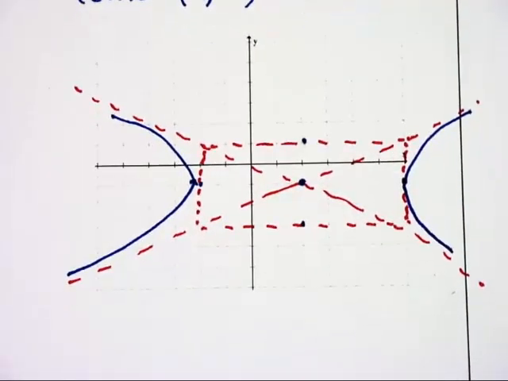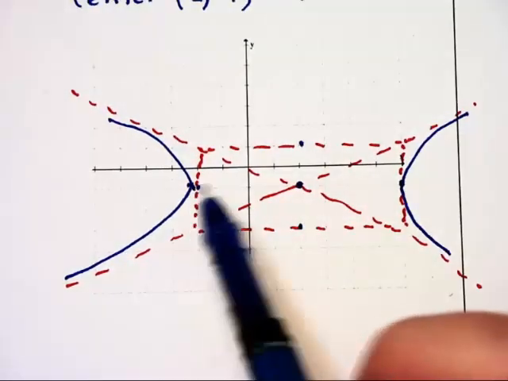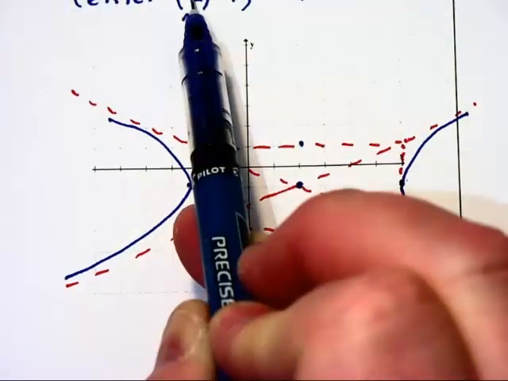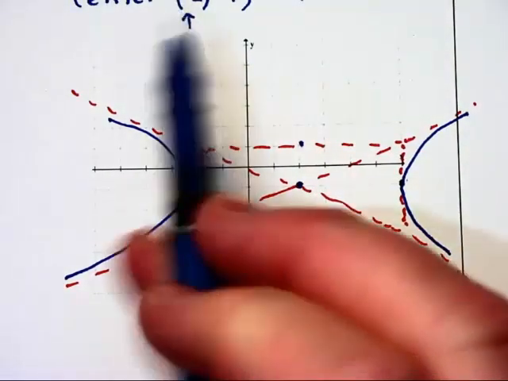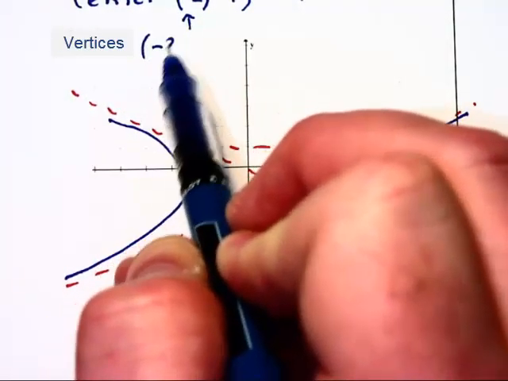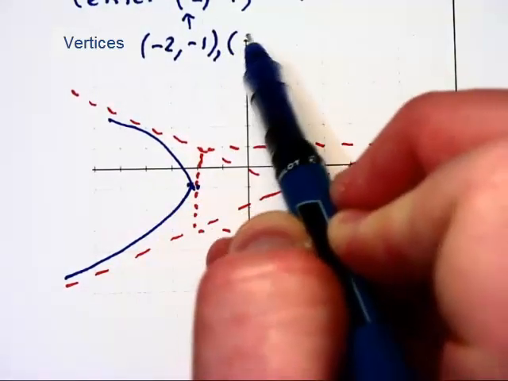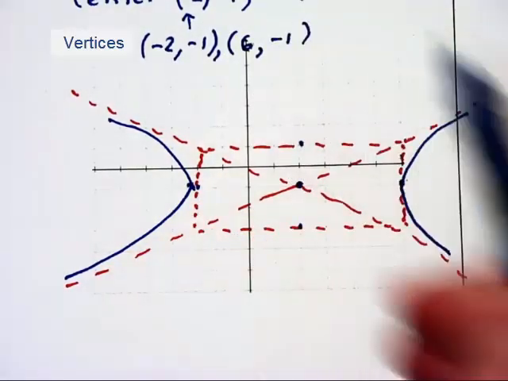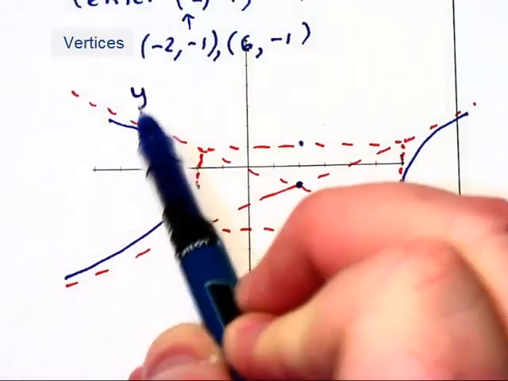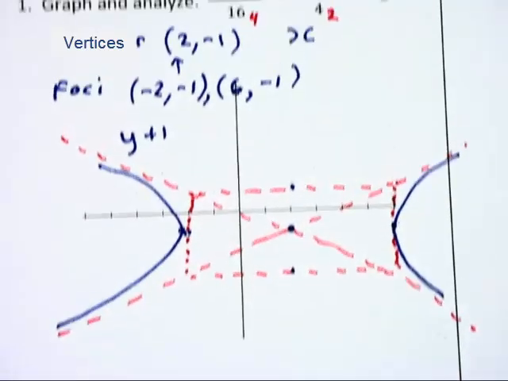Now, let's identify a couple of key features. The vertices are going to be 4 units to the left and the right of center, which is going to mean adding and subtracting 4 to 2. So the vertices, subtracting 4, will be at negative 2, negative 1, and then 4 to the right at 6, negative 1.